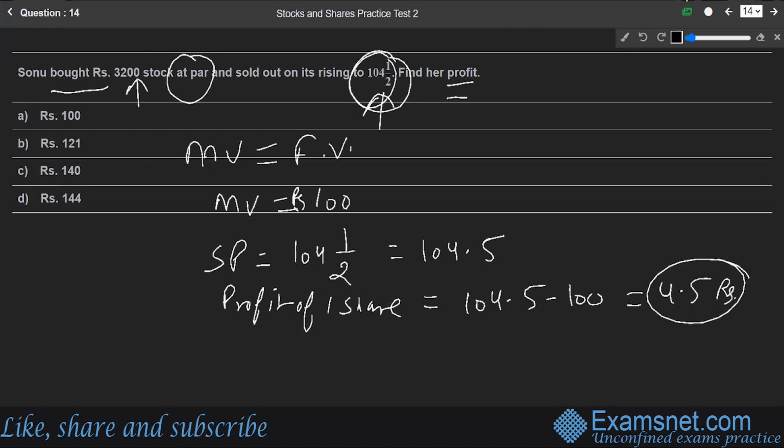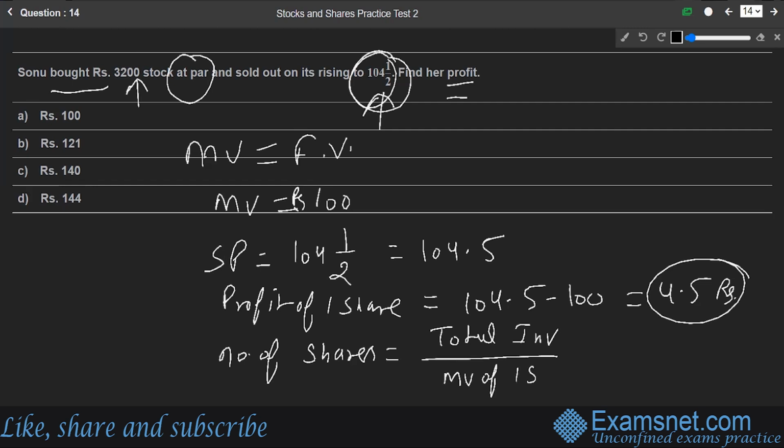Now, this is the profit on one share. How many shares we have bought, that we need to find out. So the number of shares can be found simply as total investment divided by market value of one stock. Total investment is given as 3,200, divided by the market value of each stock. Market value was equal to face value, that is 100. So clearly, if we solve this, the number of shares is 32.